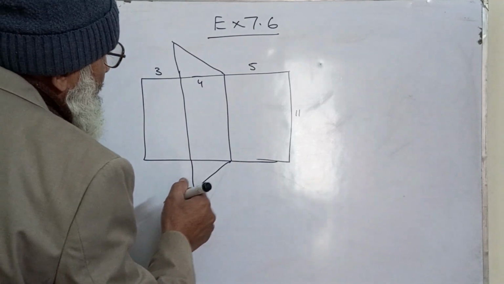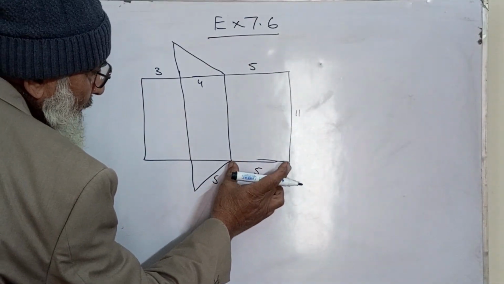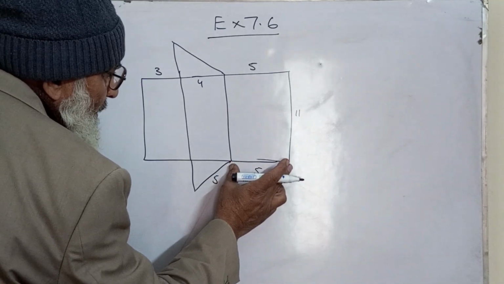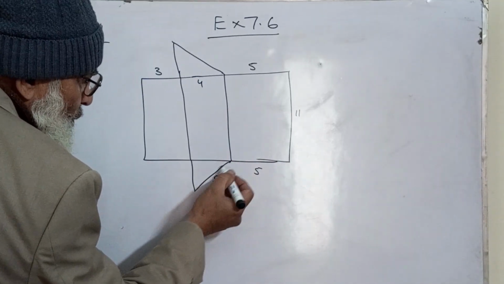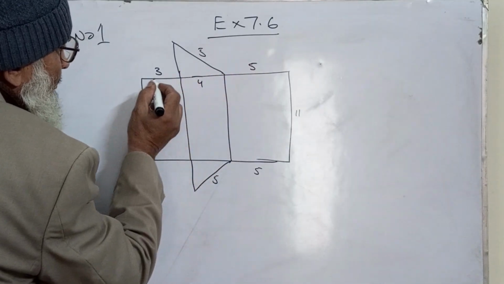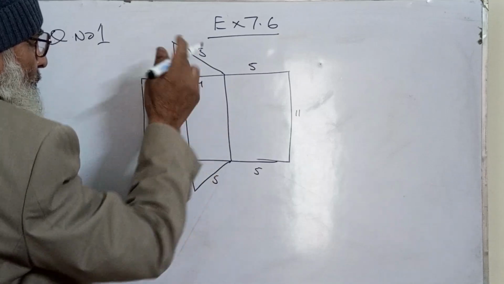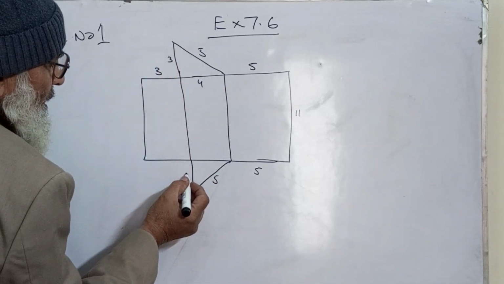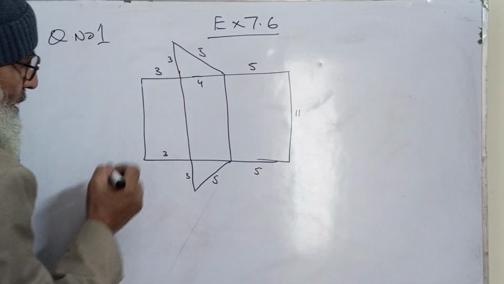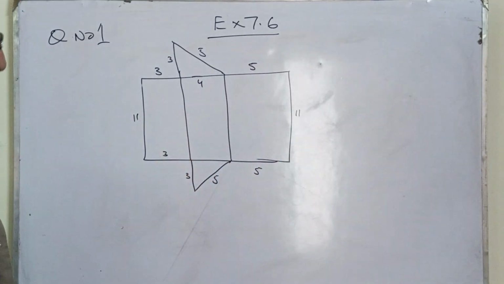Now my dear students, you see that this is 5 and this is also 5, because this part, when we fold it, will be joining this part. And this 3 centimeter part will be joining this part. So this is 3, and this is 3. This is 11, this is 11, and this is 8. So this is the whole story over here.